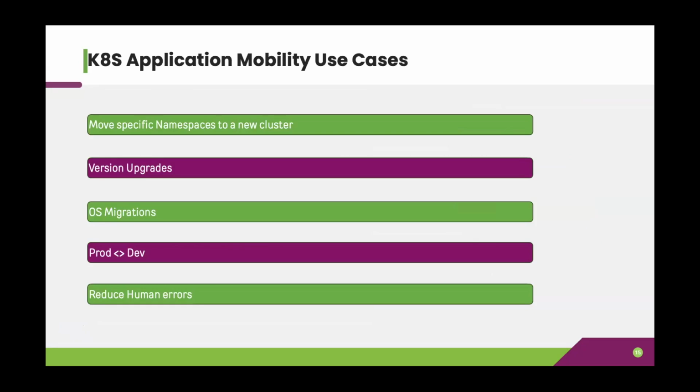Okay, so you may want to move specific namespaces, maybe a specific customer, to a new cluster that you built. For OpenShift, for example, people use this to skip version upgrades because it's an incremental version upgrade. So if you want to go from version 5 to 10 in one go, this is the simplest and quickest way to do multiple version upgrades.